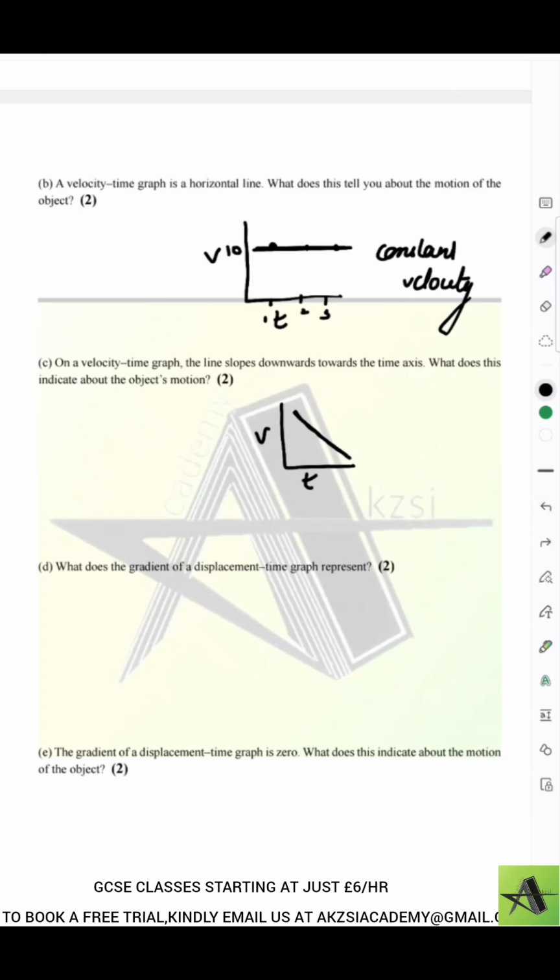That means it's decelerating. Gradient is negative. Gradient of a VT graph is acceleration. If it's negative, that means your acceleration is negative, so it's decelerating.